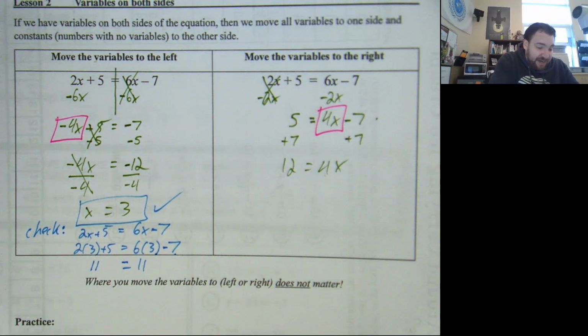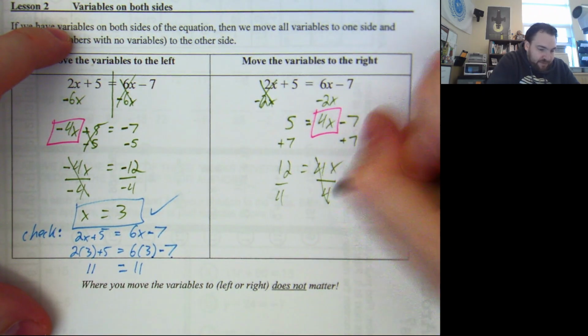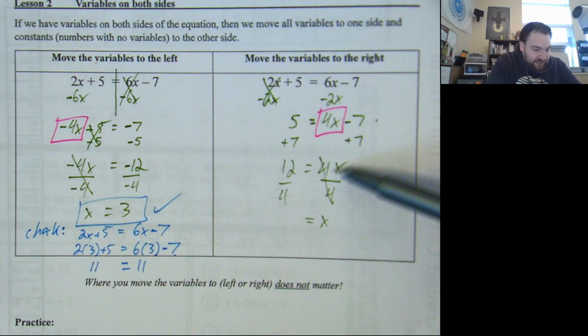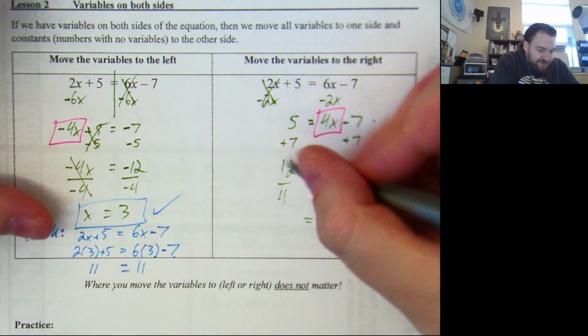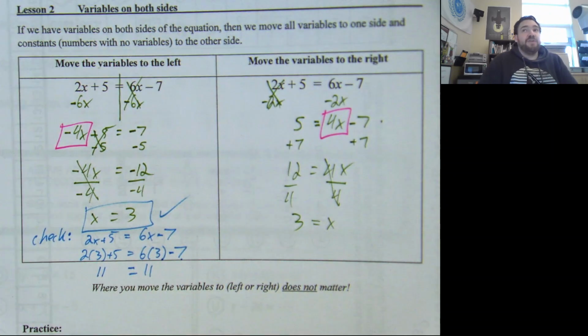Now I've got 4 times x. So I'm going to divide both sides by 4. The 4's are going to cancel, leaving me with a single x. 12 over 4 is 3. And we got the same value we did before. I'm not going to bother checking it again. The result would be the same.